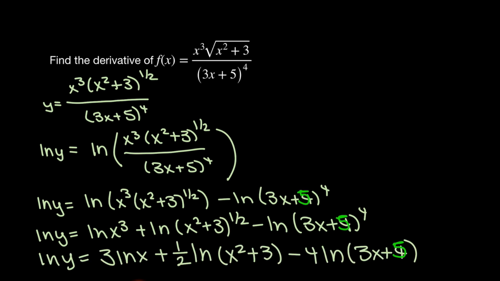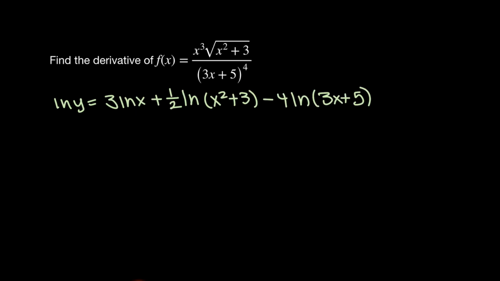Finally, I'm going to use that property that says if I have a log of something with an exponent, I can take that exponent and move it in front and write it as a product. So I've got now 3 log x plus 1/2 log of x squared plus 3 minus 4 log of 3x plus 5. All right, so now that we have expanded that right-hand side as much as possible, we're ready to take the derivative. And I'm going to do this implicitly.